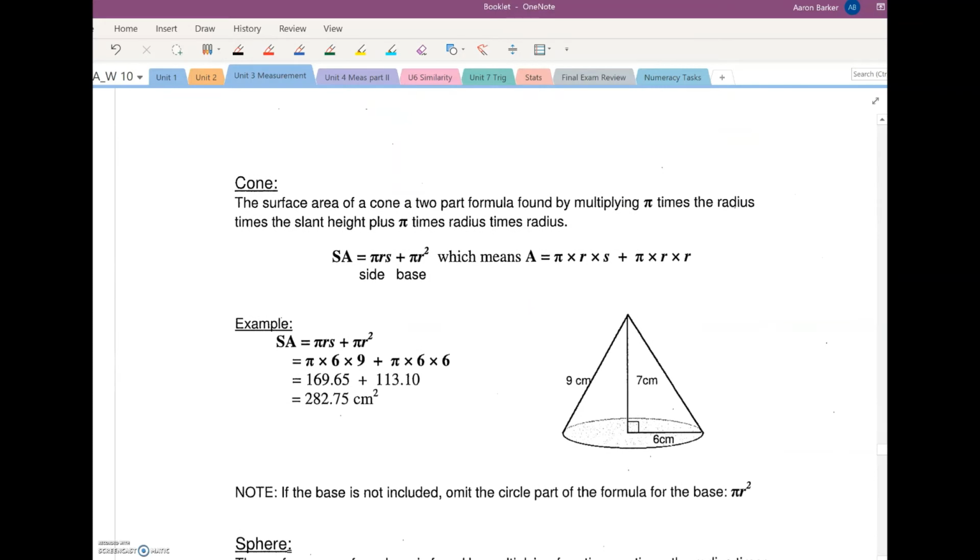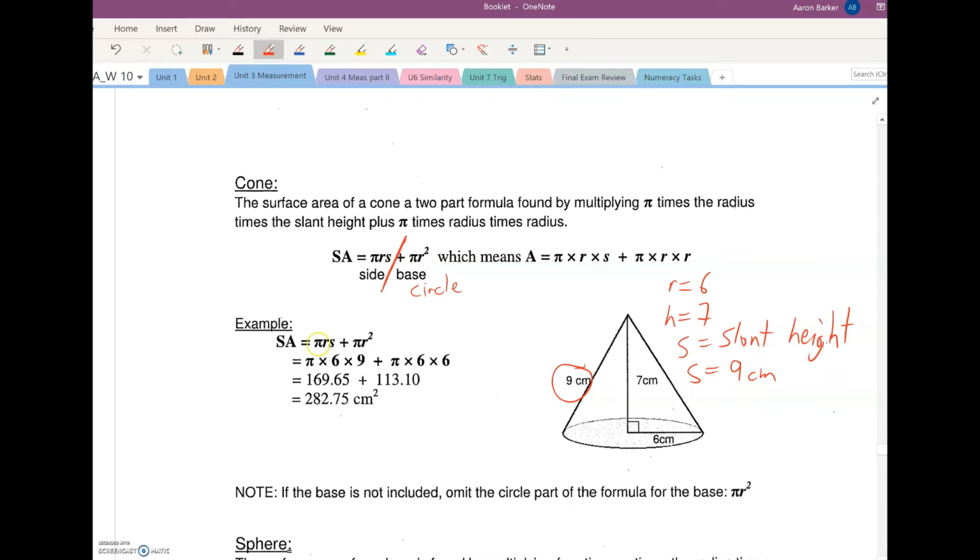Now we're onto the cone. The cone's surface area is pi r s plus pi r squared. The base is a circle, so it's just the area of a circle, pi r squared. See, there's a circle, shaded in. Now, your radius is 6, your height equals 7, and S is your slant height. It's the height of the cone on the side, and for this question, that equals 9 centimeters.